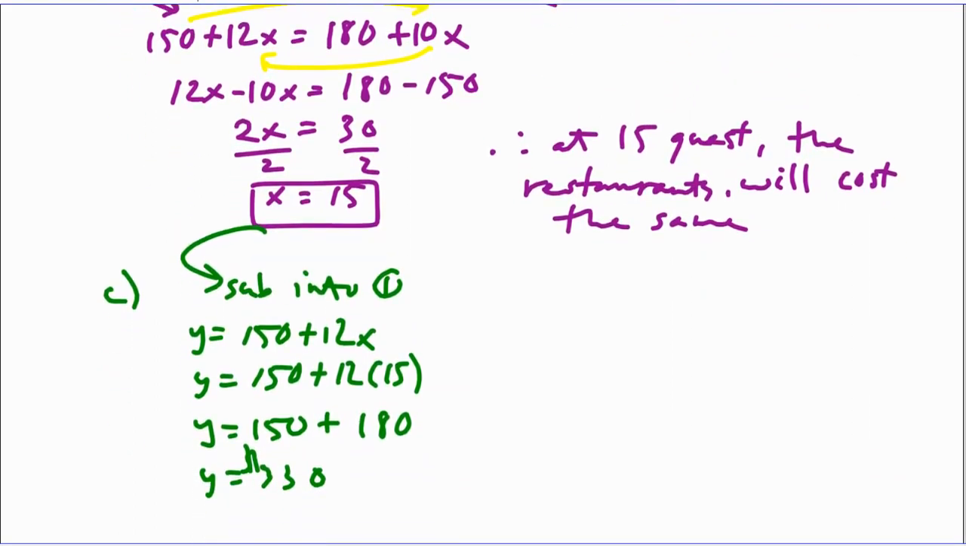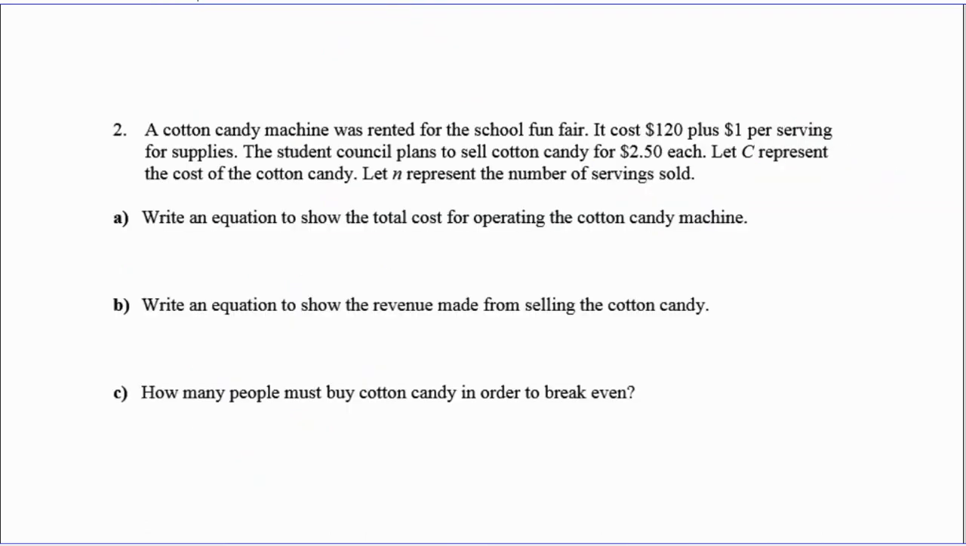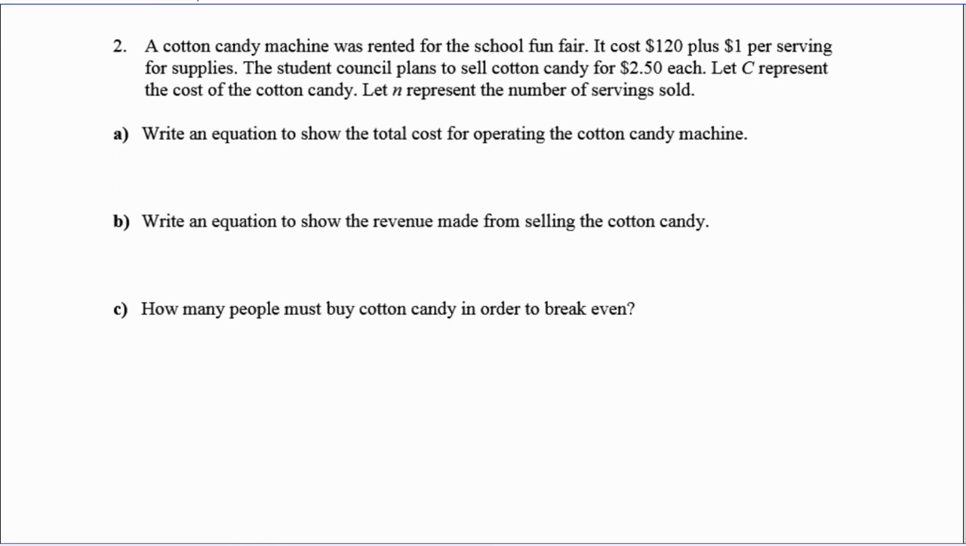Okay, moving on to the next word problem. Here it's a student council is running a school fun fair. They're trying to make money. Well, often when we run something like that, we might have to rent something. Well, with renting comes a cost. So here it tells us the cost is 120 plus $1 per serving. So, you know, the amount of kernels you're putting into the popcorn machine, or cotton candy machine, sorry, right? They're all broken down into servings.